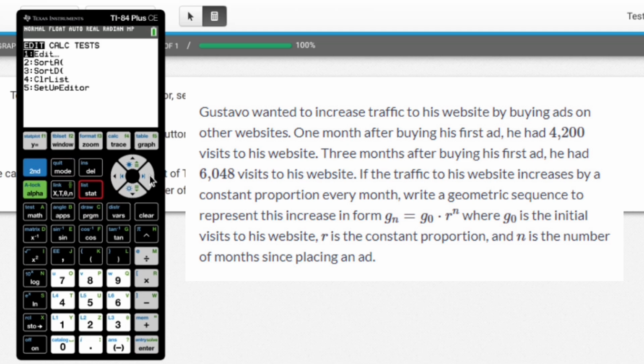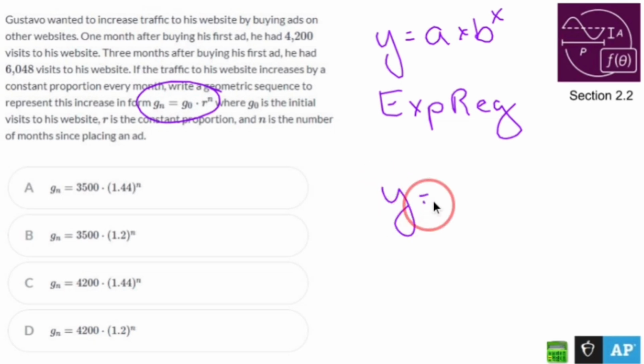I'm going to go to Stat. And again, you're not looking for geometric sequences. Geometric sequences and exponential regression are the same exact thing. So if I hit exponential regression, go down to calculate, it gives me y equals 3,500 times 1.2 to the x, which, not using the exact letters, matches up with B. All right, so the equation that we came up with is y equals 3,500 times 1.2 to the x.